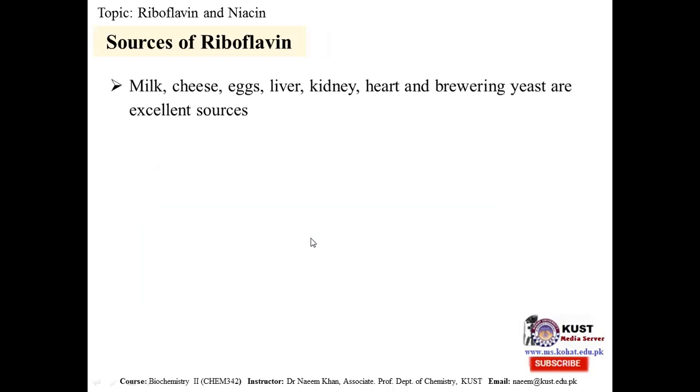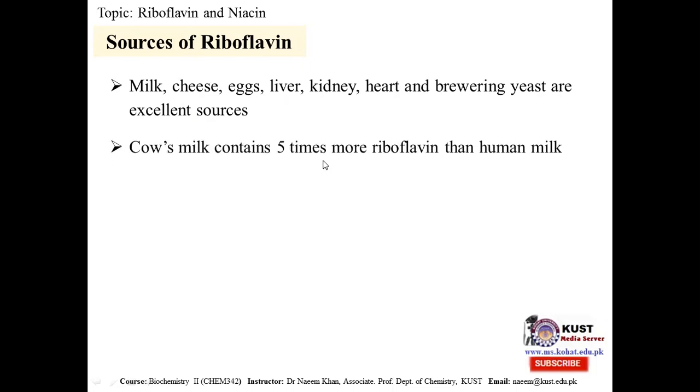Important sources of riboflavin include milk, cheese, eggs, liver, kidney, heart, and brewing yeast. Brewing yeast is an excellent source of vitamin B2, or riboflavin. Especially eggs, liver, and yeast are very important sources of riboflavin. Cow milk contains a very high concentration of riboflavin, and it has been estimated that the amount is about 5 times higher in cow milk than in human milk.